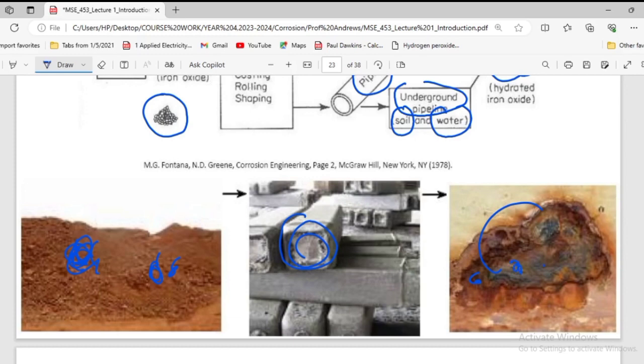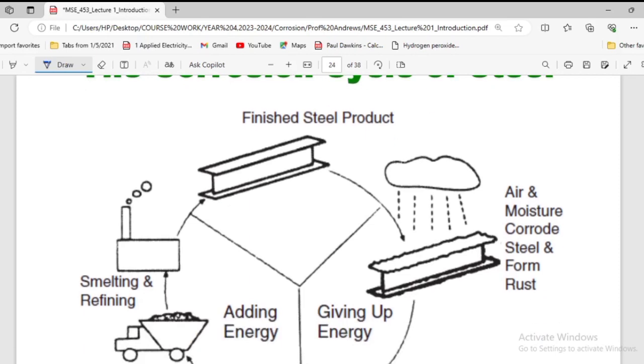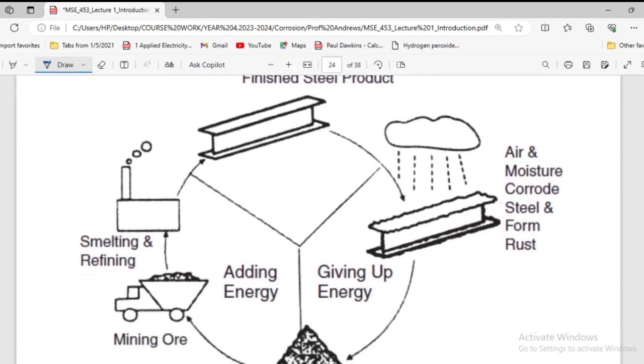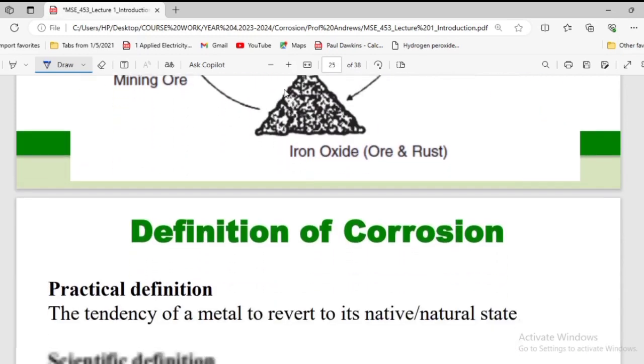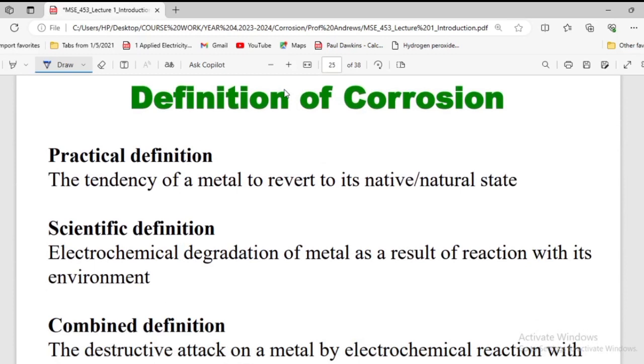You see? Yeah. Let's look at the cycle. That's the corrosion cycle of steel. We add energy for mining, heat and everything, to extract it and make it a finished steel product. Then when it reacts with the air and atmosphere, it corrodes to form rust and comes back, so it gives out the energy. Certain factors make it give out the energy and turn into rust. As simple as that.